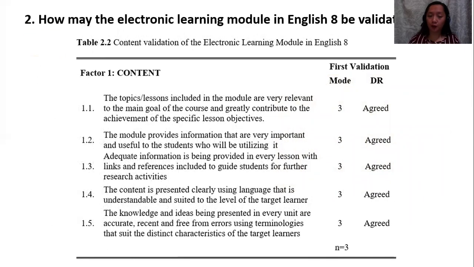To answer the second problem, how may the electronic learning module in English 8 be validated? This is Table 2.2, which pertains to the content validation of the electronic learning module in English 8. Table 2.2 shows that on the first validation, all of the three subject matter validators agreed in all the statements, and it implies that the lessons and information included in the module are sufficient and congruent to the content standards of the Grade 8 English curriculum.